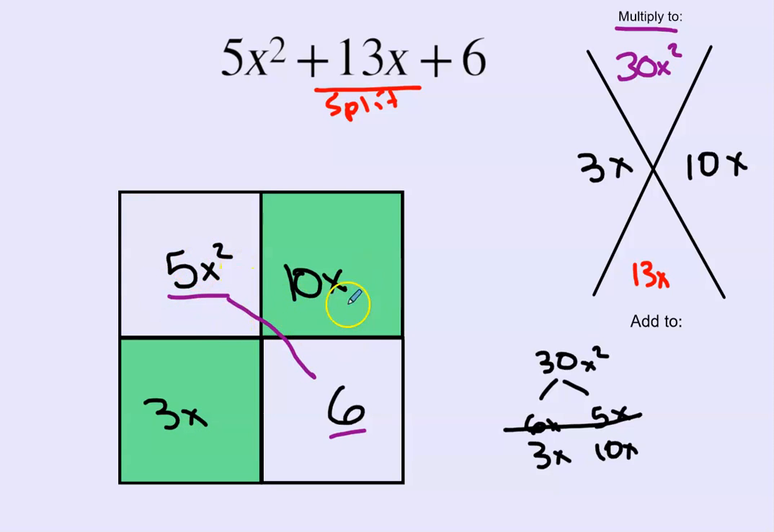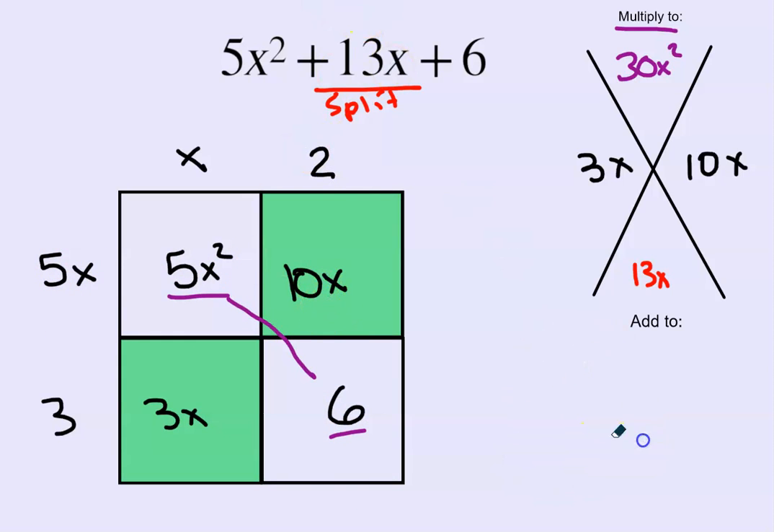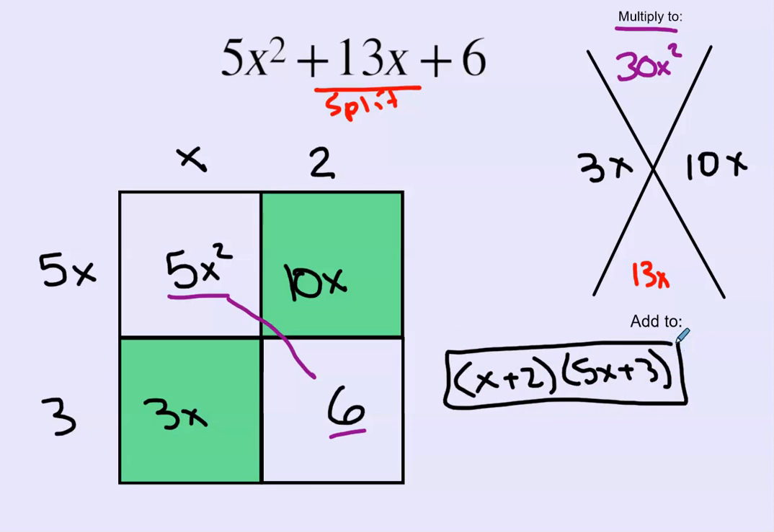So 5x squared and 10x is going to be 5x. And then 5x times x gives me 5x squared. X times 3 gives me 3x. And then 3 times 2 gives me that 6. You could also double check. 5x times 2 gives me 10x. Now we just need to make sure we write our answer. We get x plus 2 times 5x plus 3, and that is a fully factored polynomial.